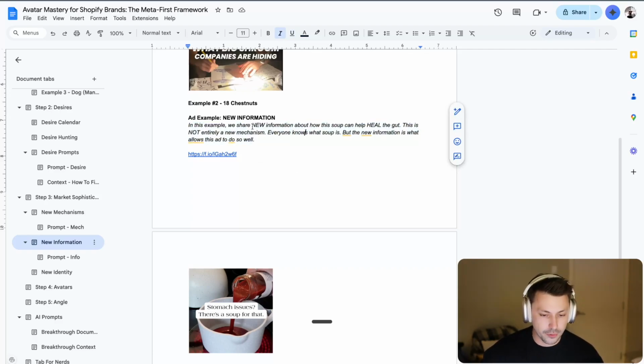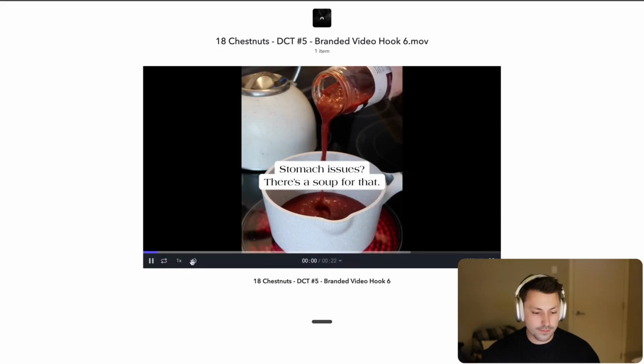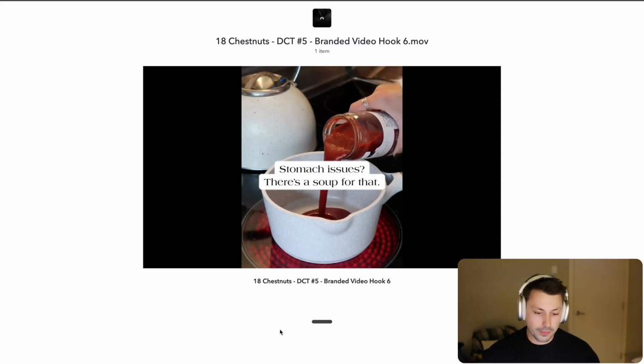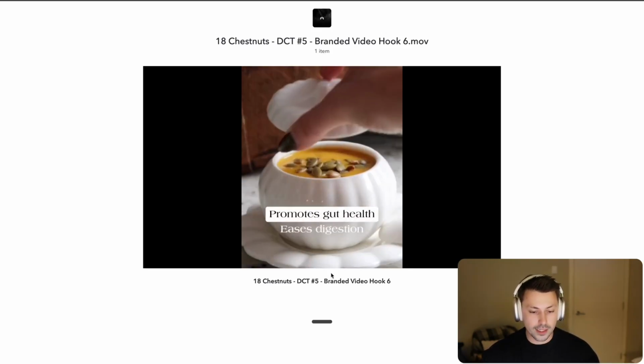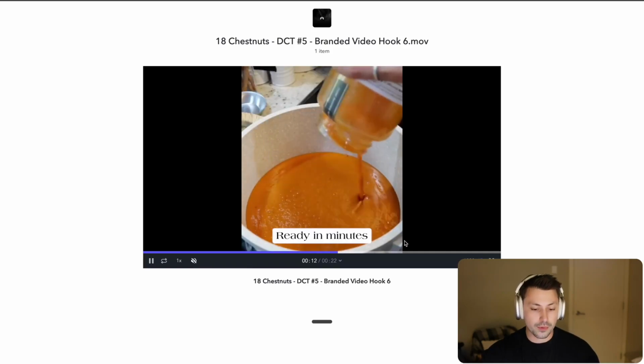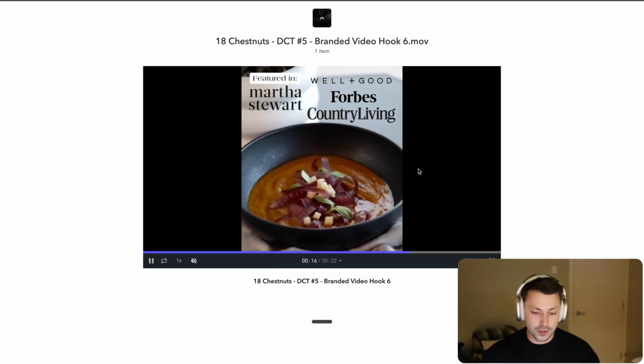In this example, we share new information about how the soup can heal the gut. And this is not entirely a new mechanism, although the soup does have ingredients that are actually good for the gut. At the end of the day, everyone knows what soup is. We just share new information saying, hey, this soup can actually help you. Stomach issues, there's a soup for that. It then goes into how it's plant-based and gluten-free with local ingredients, and then it promotes gut health and eases digestion. And then ready in minutes, just a very standard Facebook ad featured in all of these social proof areas.